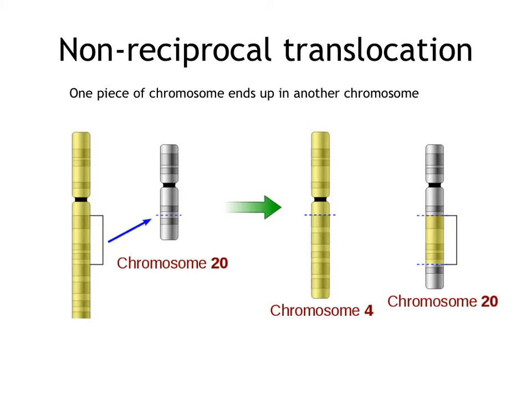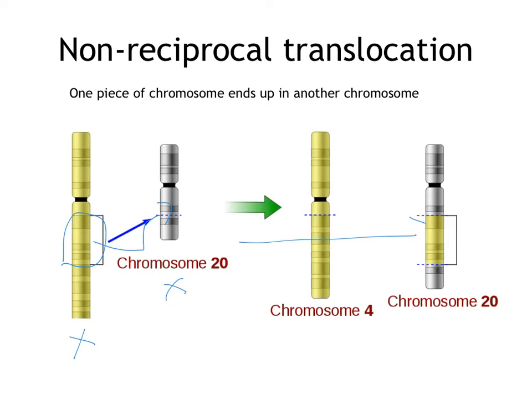This type here is called non-reciprocal translocation. And what happens here is that you'll see here's a chromosome, chromosome 4, and here's chromosome 20. And what happens is that a piece of chromosome 4, this piece here, ends up in chromosome 20.